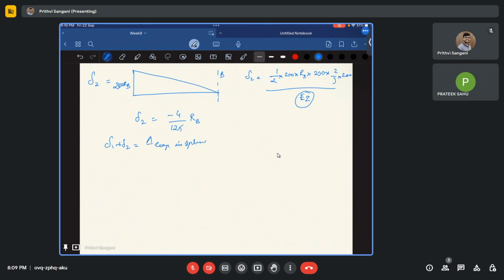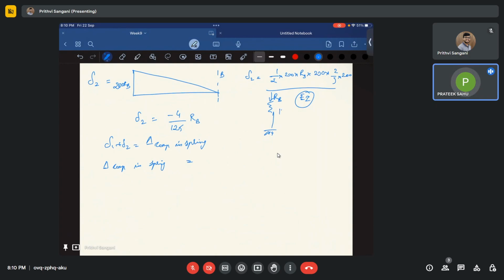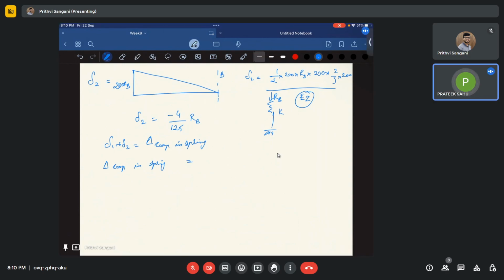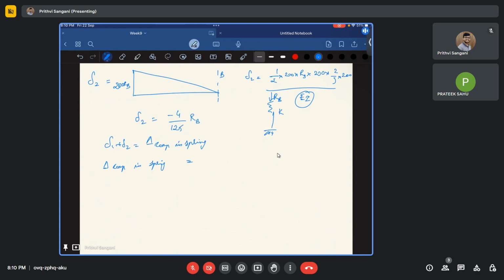So what is delta of compression in spring? Let us say this is my spring. So this is RB. So what is delta B? Delta in compression because of the spring, because of RB. 2 into delta 1, I think. Yeah, okay, you're saying about the stiffness. Stiffness is 2, that's why. Yes, you're right. So that is nothing but 2 into delta 1.